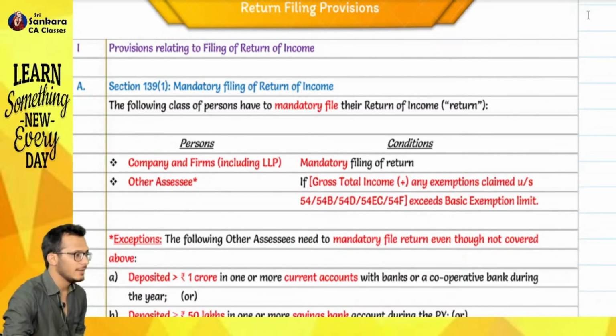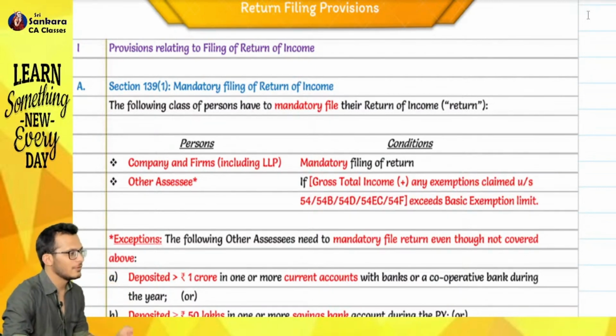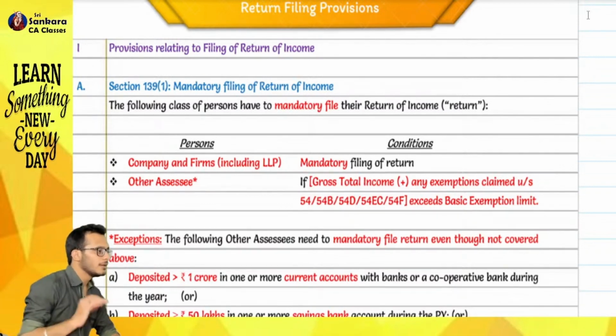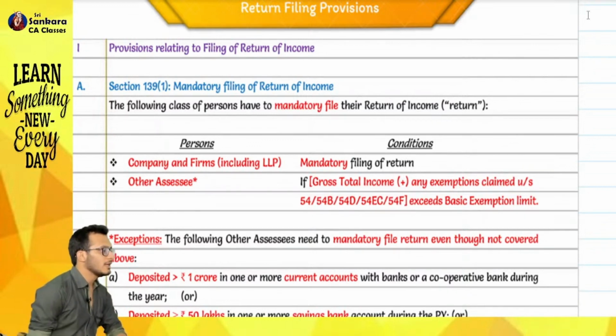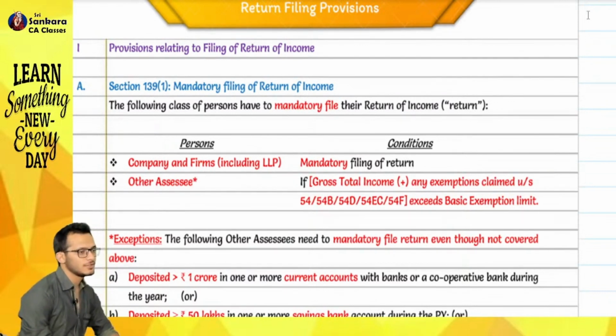Capital gains exemptions: 54, 54F, 54EC, 54B and D for those who read it. For those who do not read it, doesn't matter. If you take your gross total income, remove all those exemptions which you claim, and that amount is more than your basic exemption limit, you are mandatorily required to file your return of income. This is what the provisions say.